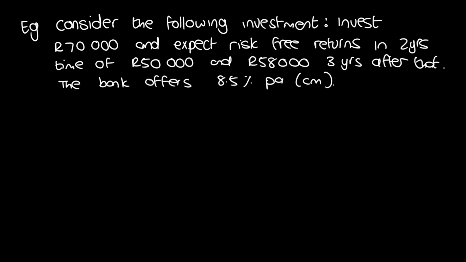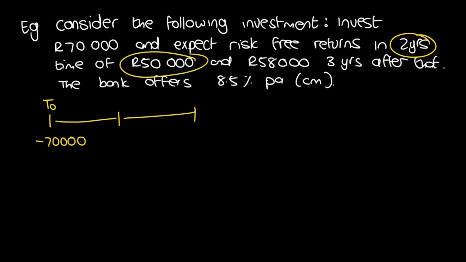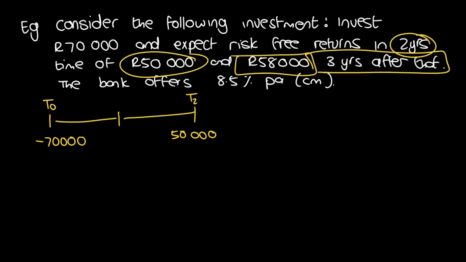So once again, we're going to invest 70,000 Rand at T0. So let's write that down on our timeline. Whenever we do this, we set up a timeline because we have to input the data into our calculator. So we say, okay, at T0, we invest 70,000. And then they say in 2 years, we get 50,000 Rand back. So we have T1 and then we have T2, and we have a positive 50,000. Then 3 years after that, we get 58,000 Rand back.